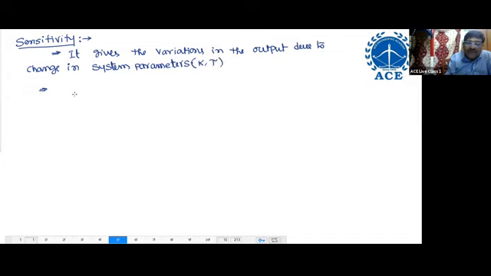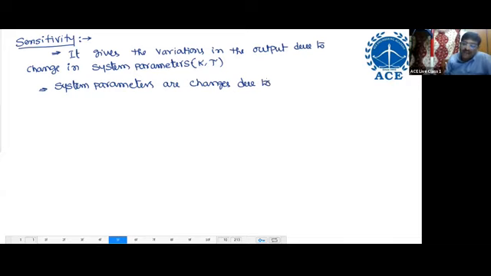Why do K and tau change? System parameters change due to disturbance, noise, even temperature conditions, environmental conditions, temperature and all.